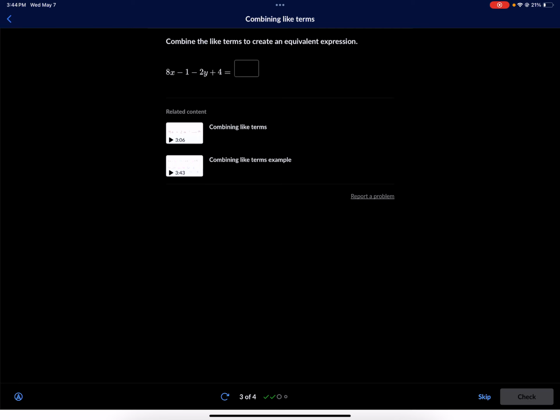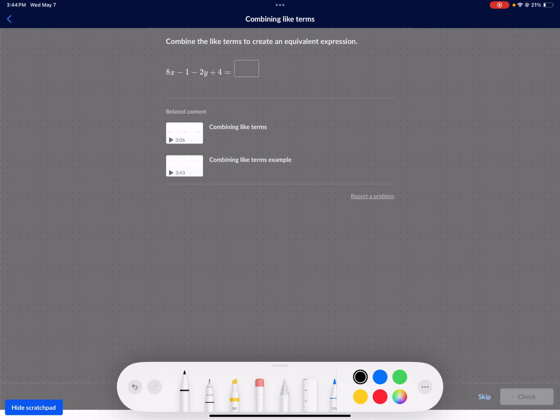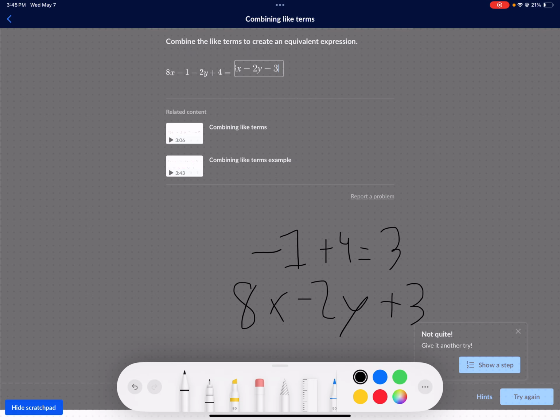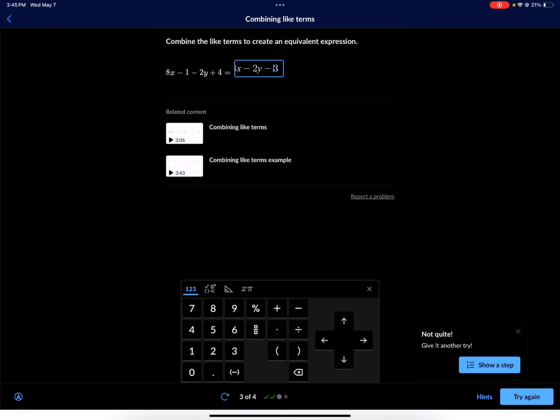Combine the like terms to create an equivalent expression. So we have 8x minus 1 plus minus 2y plus 4. So x and y, those are not like terms. So those keep the same. And then we have negative 1 plus 4. This is equal to 3. So then we have 8x minus 2y plus 3, because those are the terms. 8x minus 2y plus 3. If you got that right... I accidentally put minus there. Whatever has more weight in it, since 4 has more, it's 3. That's fine.